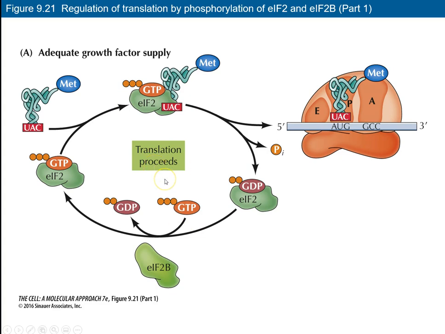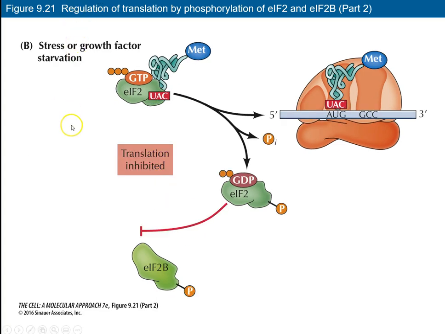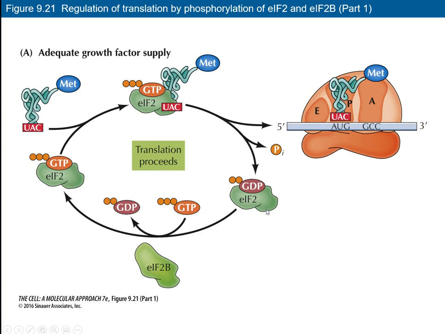Translation proceeds. However, if there's stress or there's not enough growth factor in that extracellular environment, the cell is going to want to conserve energy. It's going to need to slow down translation and block it in order to go into a sort of dormant phase to try to survive whatever that stress is, okay? And so here you can see that this is phosphorylated. If we go back here, not phosphorylated, and basically you can go back into its active form.